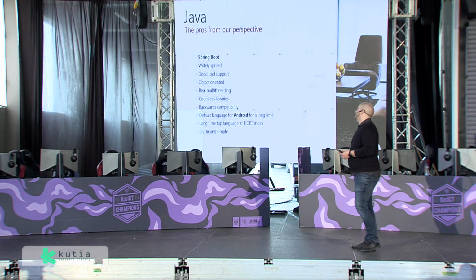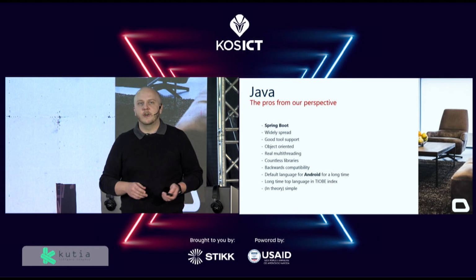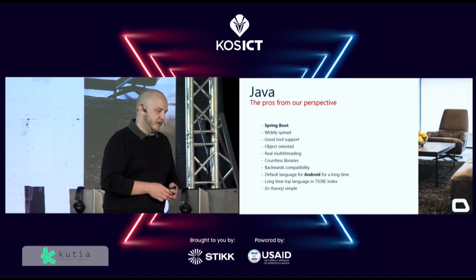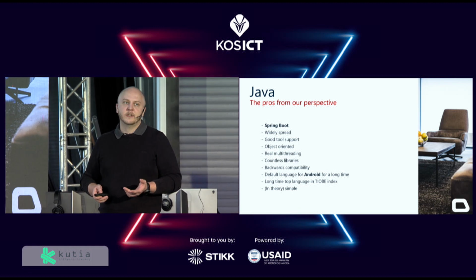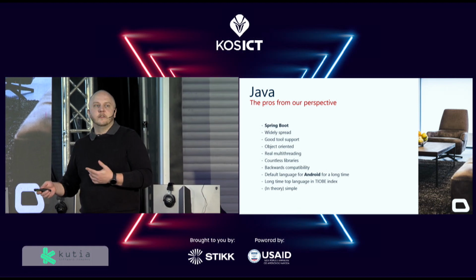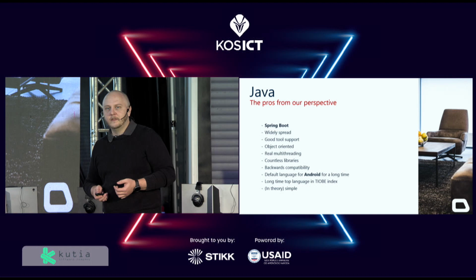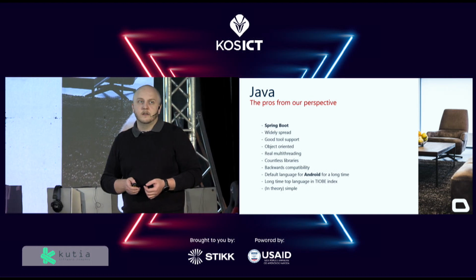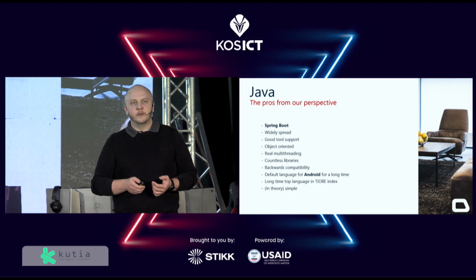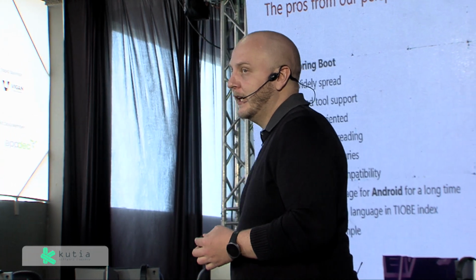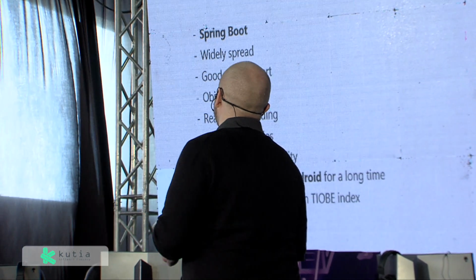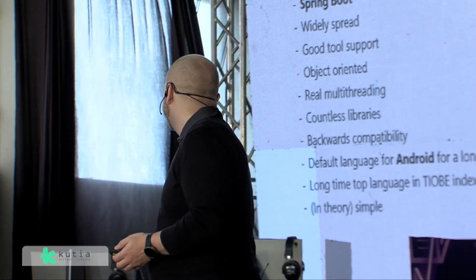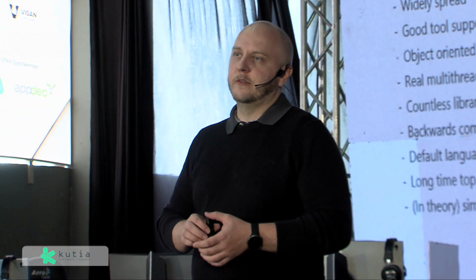Another big point is tool support. If you think about Java or Kotlin, there are companies like JetBrains, which are the inventors of Kotlin even. So they, of course, have proper integration into their IntelliJ IDE. I haven't tried Eclipse for quite some years, but I would guess also Eclipse has support for it already. Big point, Java is object-oriented and has real multi-threading support.